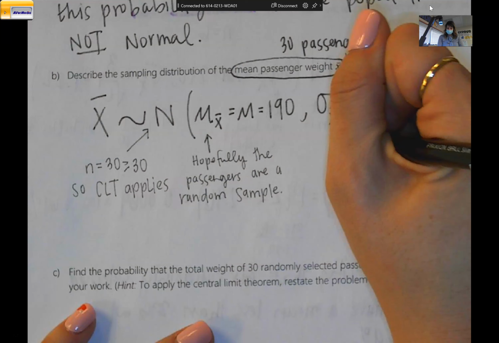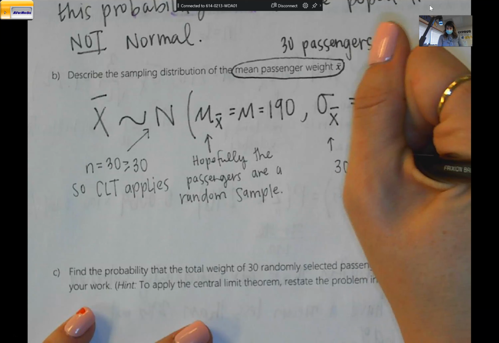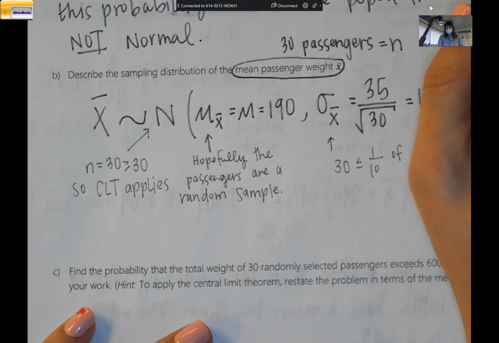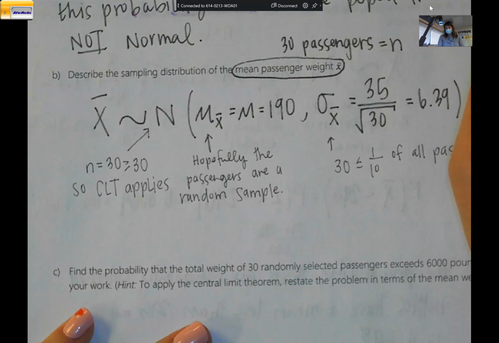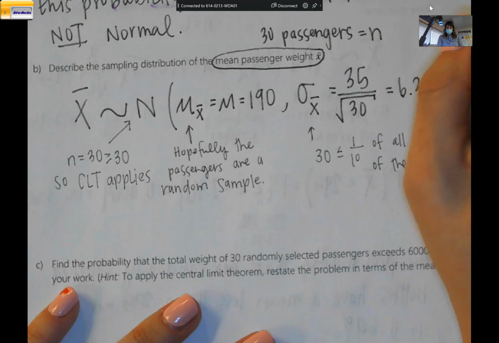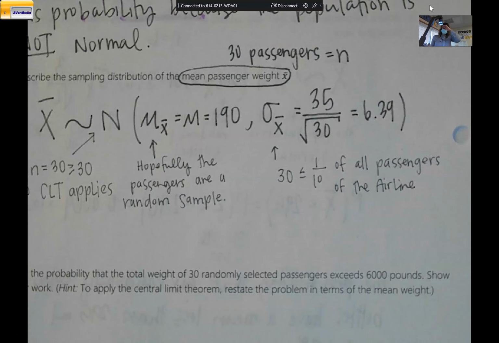And then lastly, is 30 less than or equal to 1/10 of all passengers of the airline? Probably. Our population would be everybody that flies on this airline. In fact, it might be everybody that's going to fly in general.